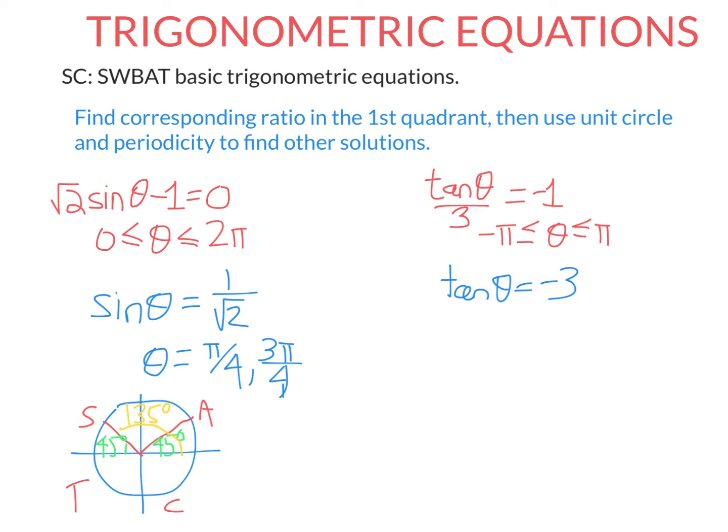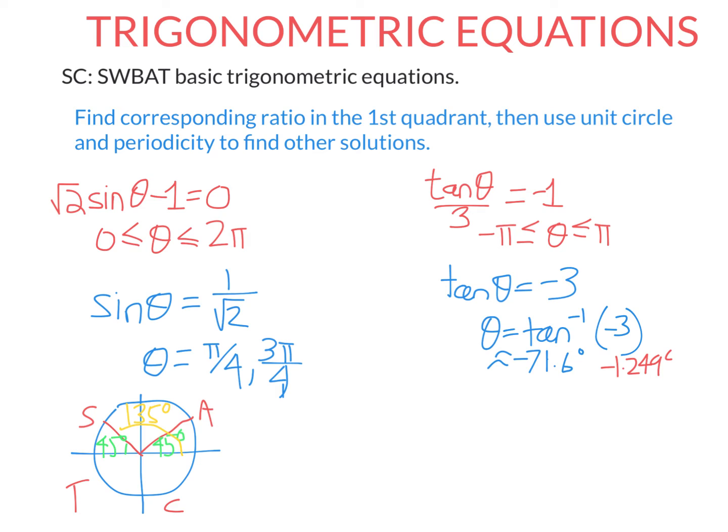Now, this is not an exact ratio. So we're going to use our calculator to come up with one solution. So we're going to come up with theta equals tan inverse of negative 3 from our calculator. The answer we get is negative 71.6 degrees if we're in degrees mode, which is the same as negative 1.249 radians. Of course we want this answer because we're being asked to give the answer in radians. So that's one of the answers.